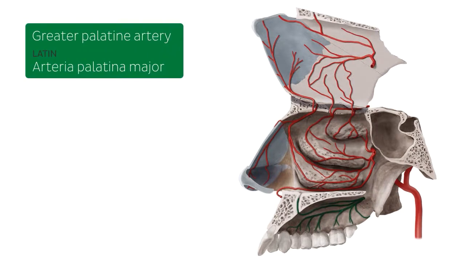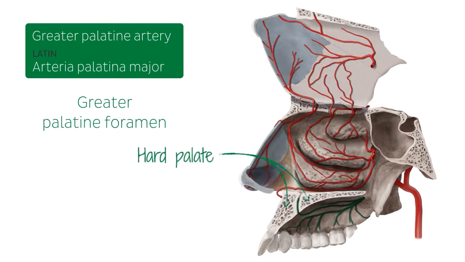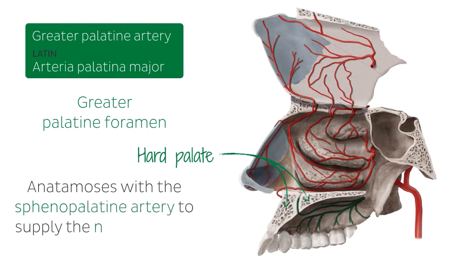Like the sphenopalatine artery, the greater palatine artery arises from a foramen or hole within the skull. The foramen that the greater palatine artery passes through is known as the greater palatine foramen, and we can see it in this illustration here. This artery supplies the hard palate, and although you cannot see it in this image, it anastomoses with the sphenopalatine artery to supply the nasal septum.